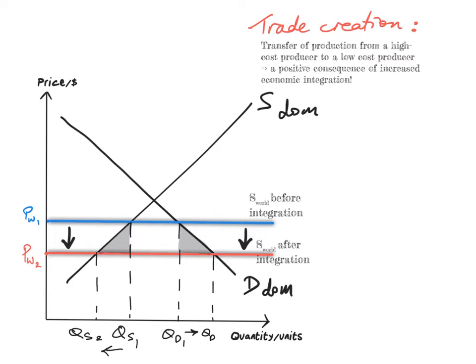So as I mentioned earlier, one of the positive consequences of trading blocks or increased economic integration is trade creation. What is trade creation? Basically, trade creation is when there's a transfer of production from a high-cost producer to a low-cost producer. So you are transferring production from a producer that used to produce at a higher cost, a less efficient producer, to a producer that produces at a lower cost, or a more efficient producer. This is a good thing. This is a positive consequence of increased economic integration. So let's have a look.